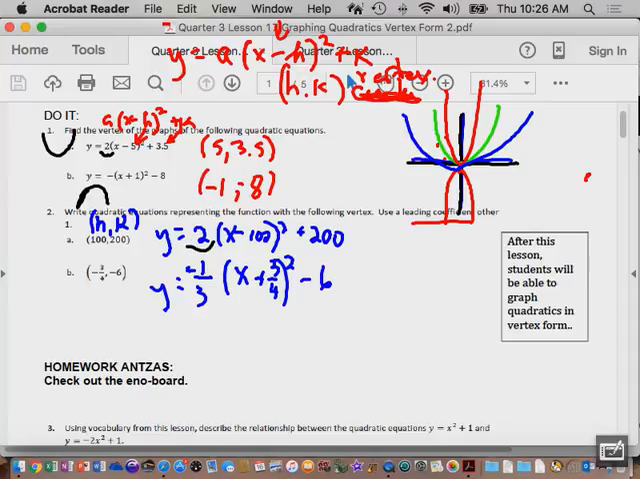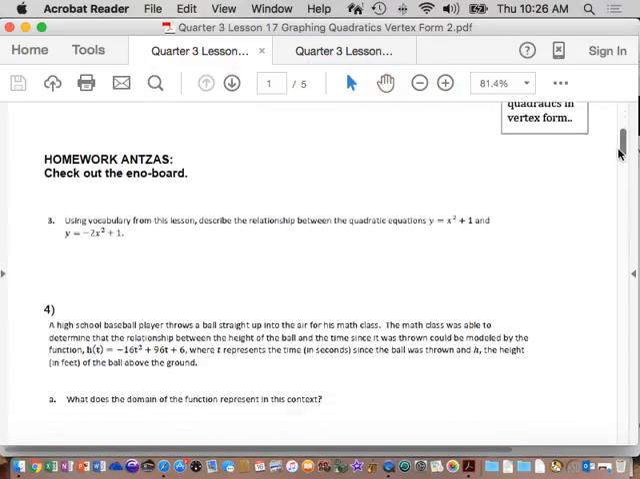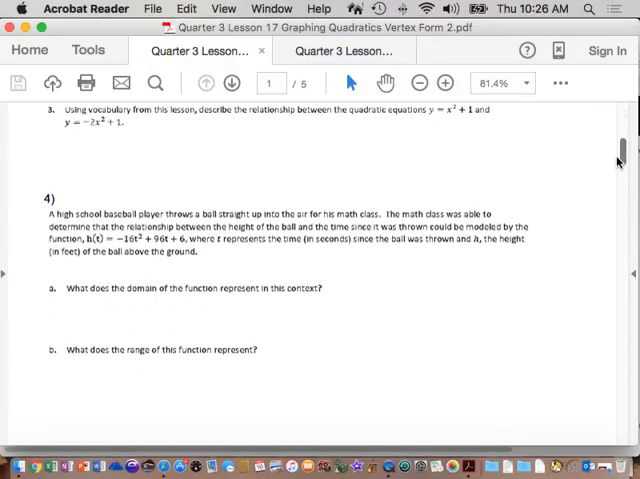Let's go to here. What would the 2 do again? It would make it narrow, a smiley face. And what would the -1/3 do? It would be 2 things: wider and frowny, or flip it so that it would have a maximum. Okay.